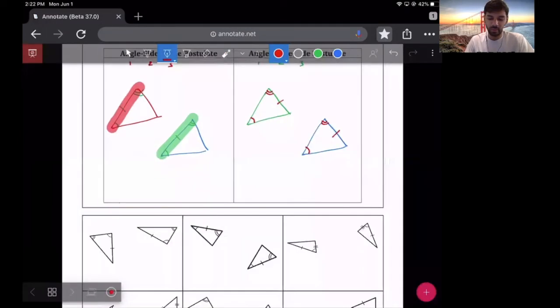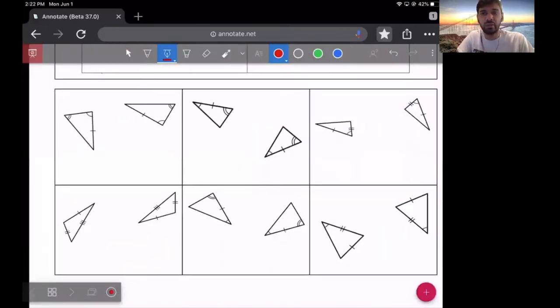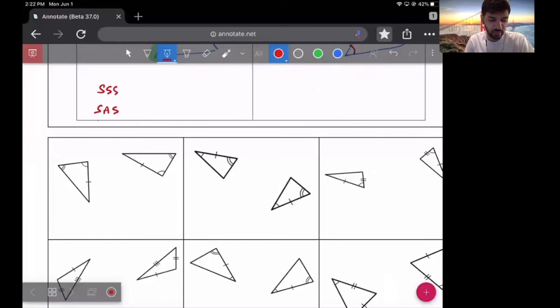So now these examples down here, we just need to identify. And these examples down here, I've also included side, side, side, or side, angle, side as well. So we have to identify out of the 4 that we've learned. So I'll write them right here. We've learned side, side, side. We've learned side, angle, side. And then now we have angle, side, angle, and angle, angle, side. Out of these 4, we need to check how we can identify each of these 6 down here.